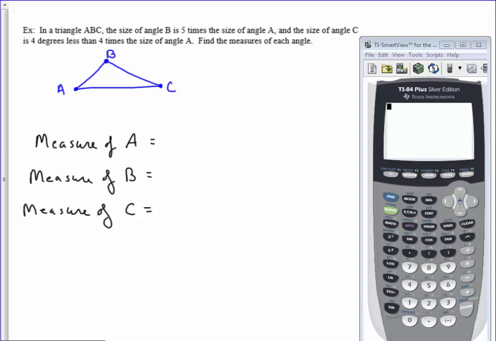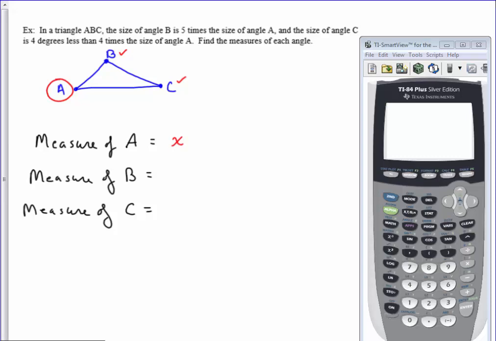As the problem is stated, it says in triangle ABC, the size of angle B is 5 times the size of angle A. So that means that we know something about angle B. It then states that the size of angle C is 4 degrees less than 4 times the size of angle A. So we know something about angle C. We don't know anything about angle A, and so this will be where we start. We will let x equal the measure of angle A.